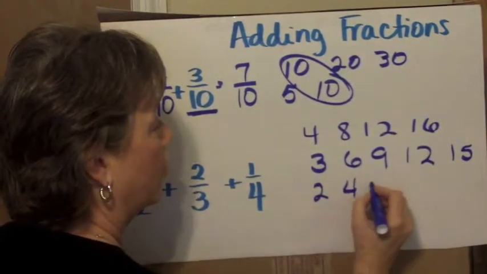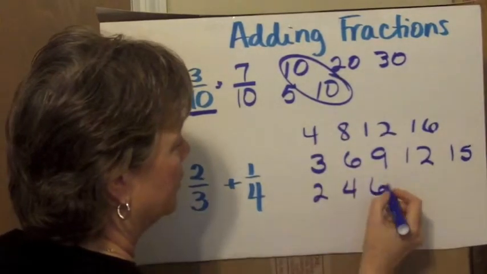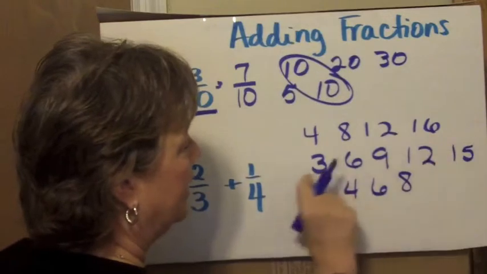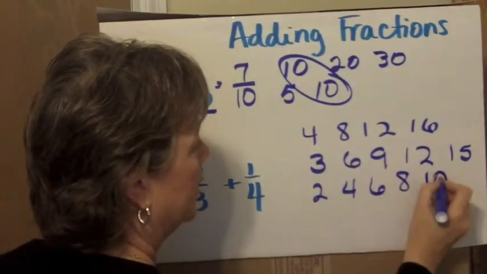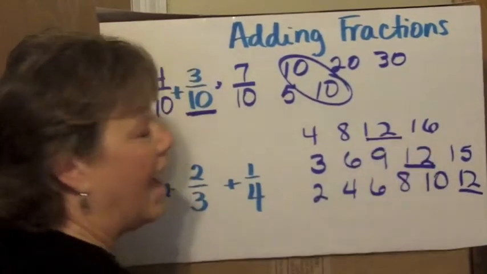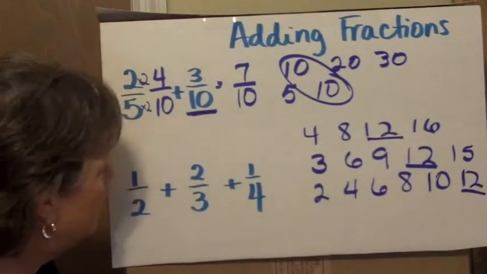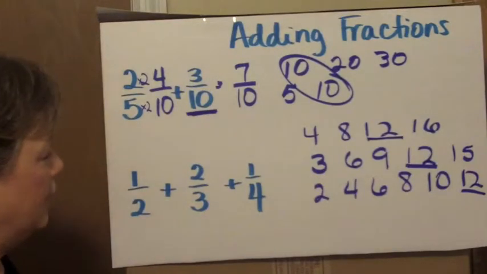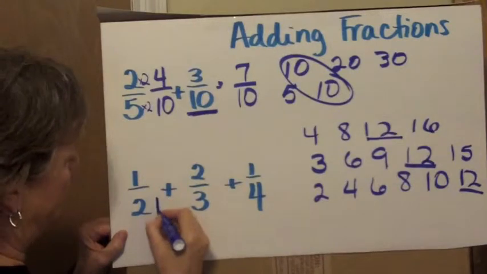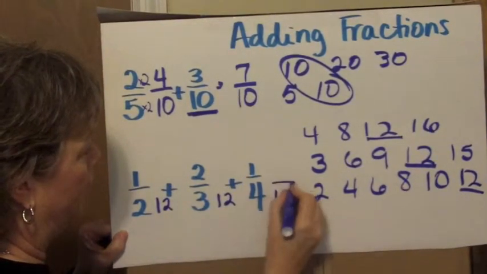2, 4, 6. Can't be 6 because there's not a 6 up there. It's 2, 4, 6, 8. There's an 8 and an 8 here, but there's not an 8 here. No 10. But look at there. 12, 12, 12. I have to find the one that's common to all 3. So my new denominator is going to be 12. 12, 12, 12.